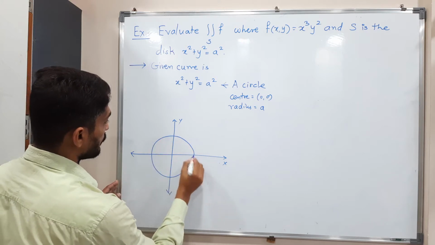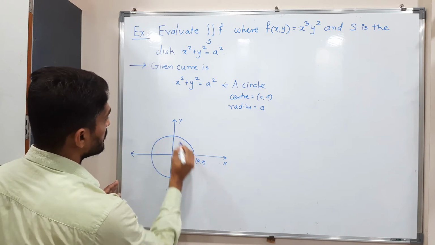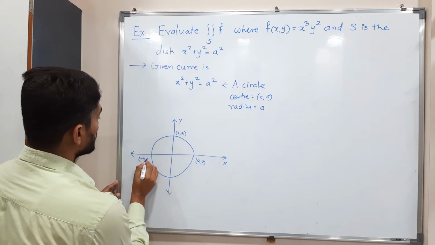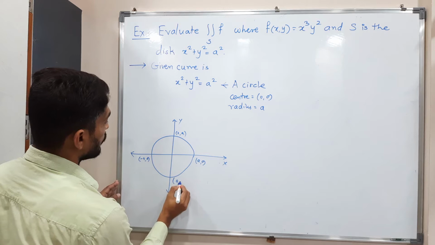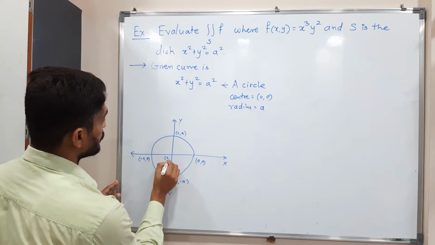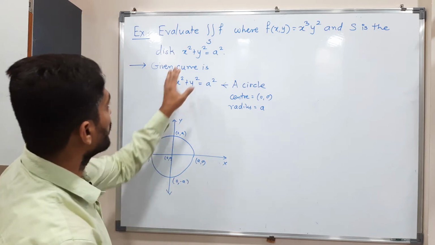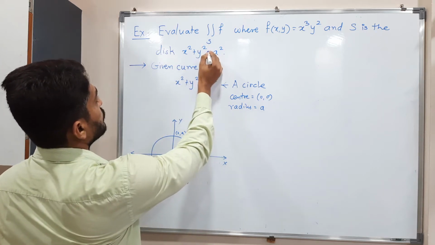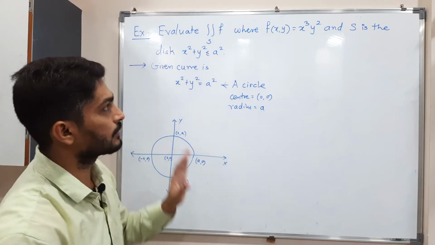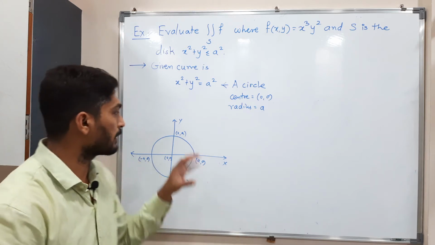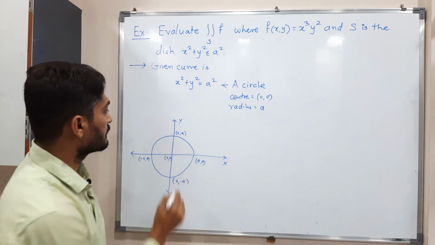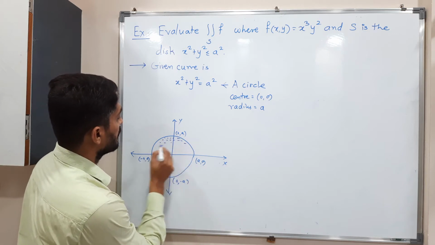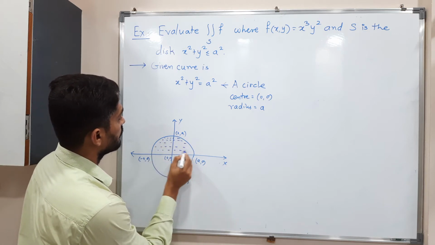I will draw a rough sketch. So this is (a, 0), this is (0, a), obviously this is (minus a, 0), and this is (0, minus a), and this one is the origin. In the problem there should be less than or equal to, so it is inside a disk, meaning the inner part of the circle. So this is the given region. I will show it here by a dotted line. This is the given circle we have.